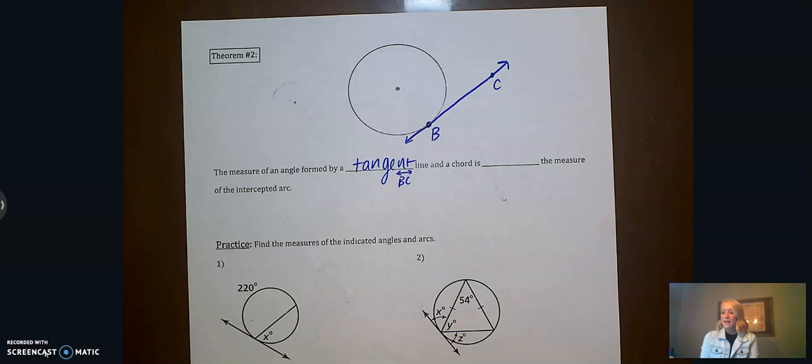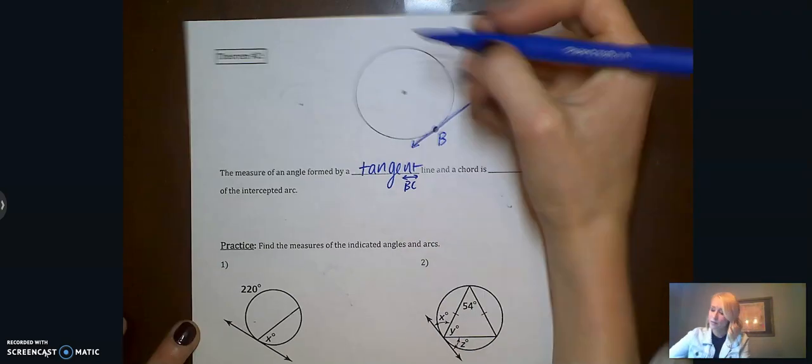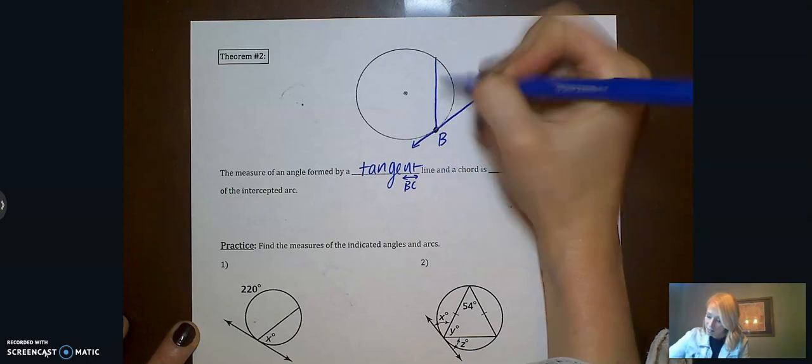So that's my tangent line. We'll say BC. Okay, so the measure of an angle formed by a tangent line and a chord. So what I'm going to do is draw a chord on here. I'm going to call it AB.